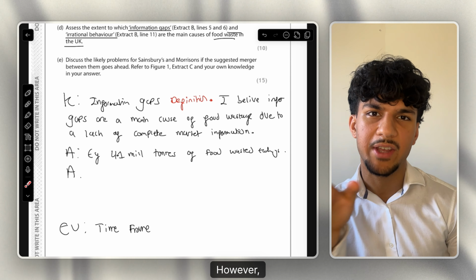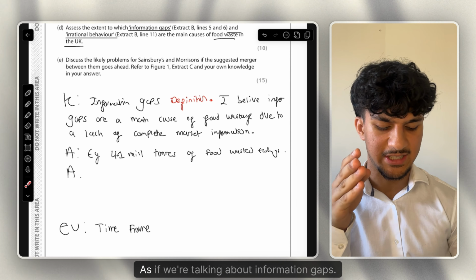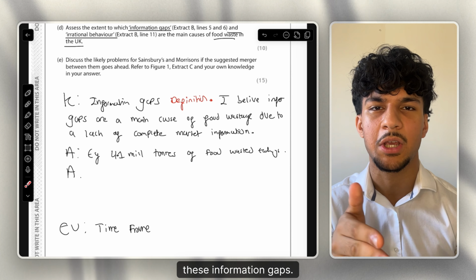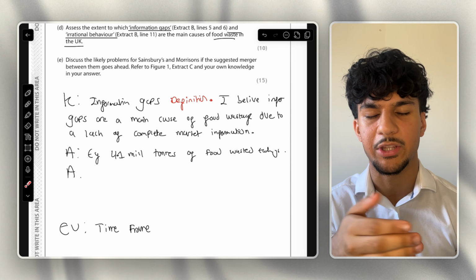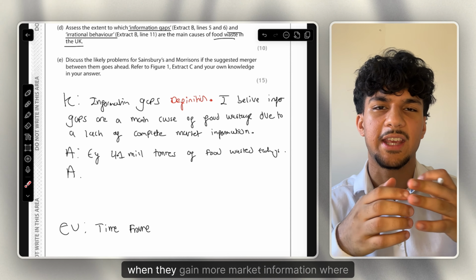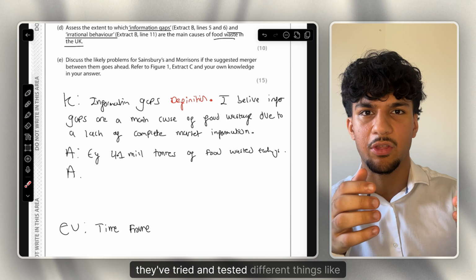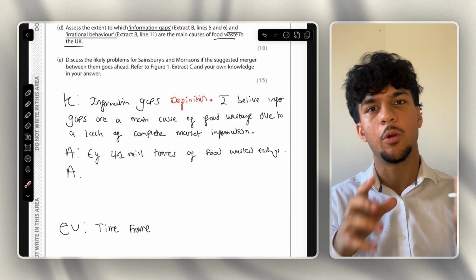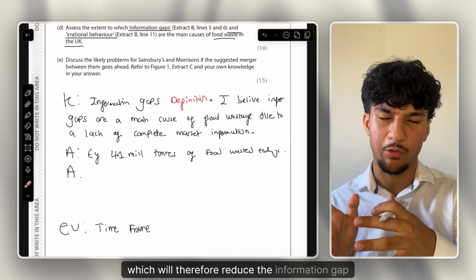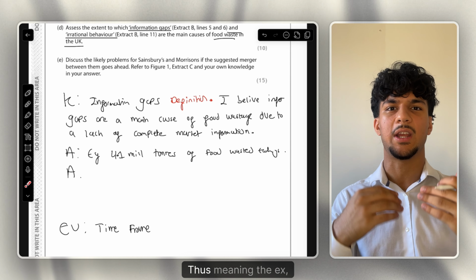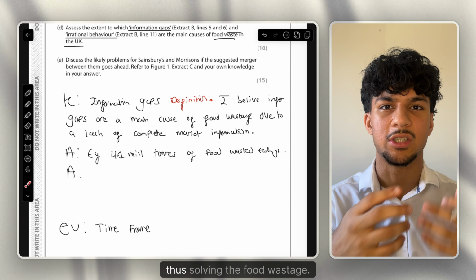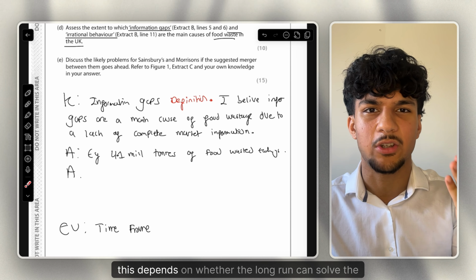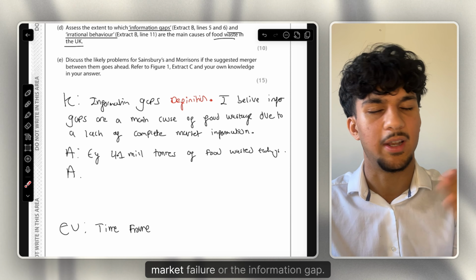I'll just talk about, however, in evaluation this depends on the time frame, as if we're talking about information gaps, we can say in the short run there's likely to be these information gaps, whereas in the long run, when these supermarkets over a longer period of time gain more market information, where they've tried and tested different things like adjusting the supply and demand, they'll have a backlog of statistical information which they can use, which will therefore reduce the information gap and almost solve the market failure, thus meaning there's no longer excess supply, thus solving the food wastage. So basically I'd word it something like, however in evaluation this depends on whether the long run can solve the market failure or the information gap.